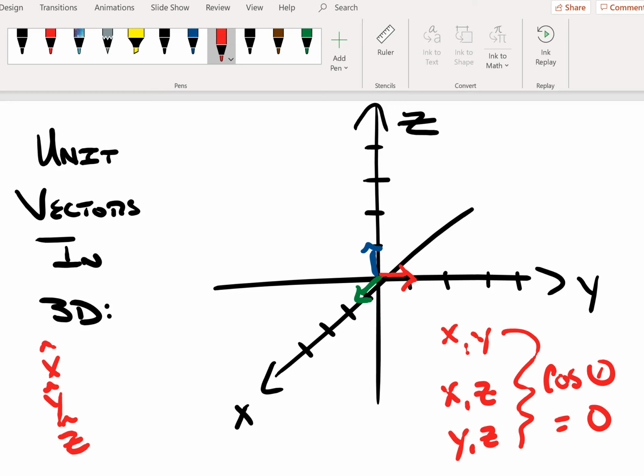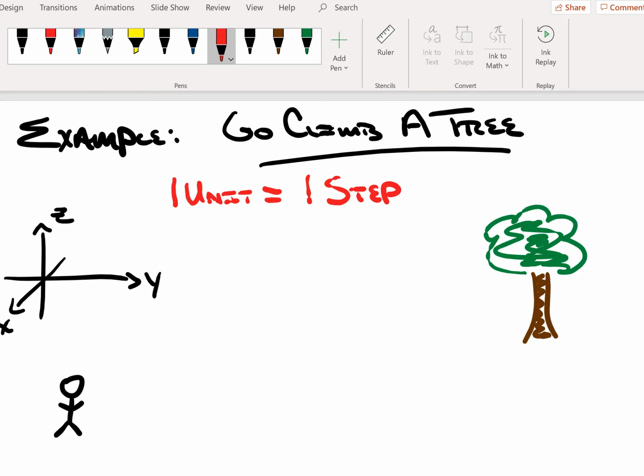Let's illustrate this with an example, and that may help make it a little bit clear. Utilizing our same coordinate system, let's say we want to go climb a tree. And we're going to establish that 1 unit is 1 step by our little guy down here. And we'll just say that his name is Adam. Okay? And so we've told Adam, go climb a tree.